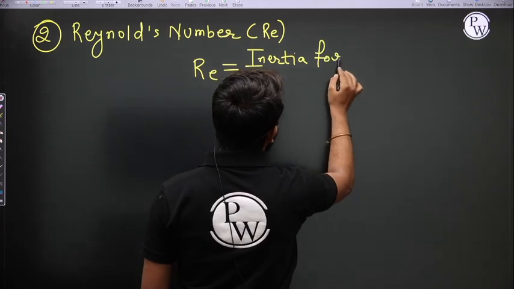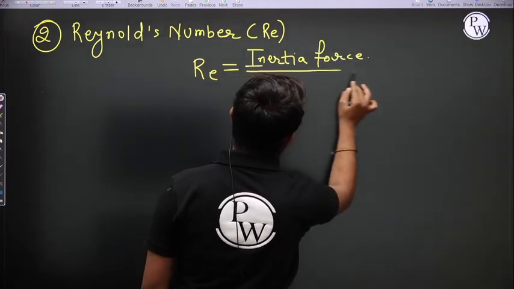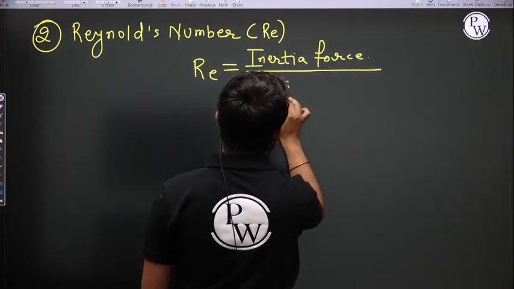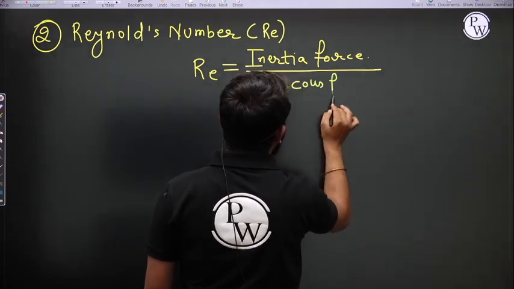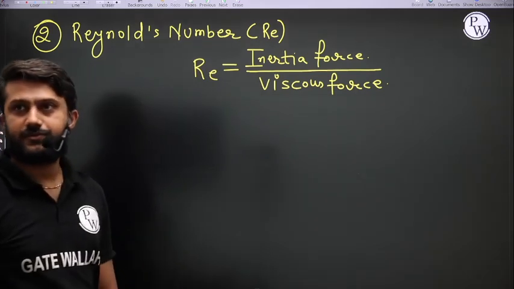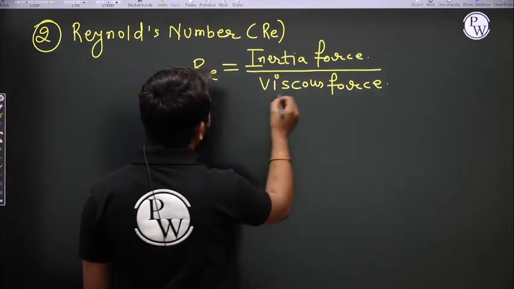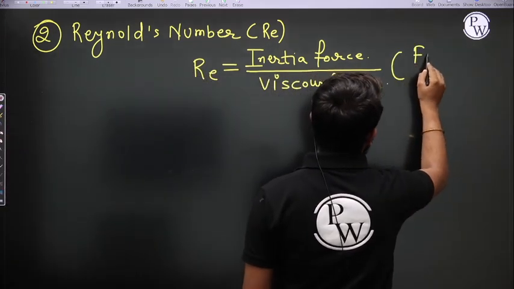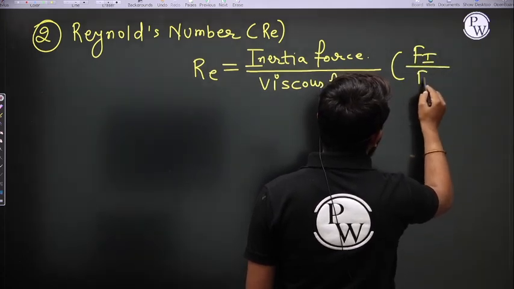Inertia force to viscous force. And what is the inertia force? Inertia force is noted by Fi, and the viscous force is noted by Fe.